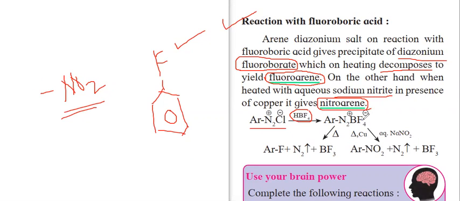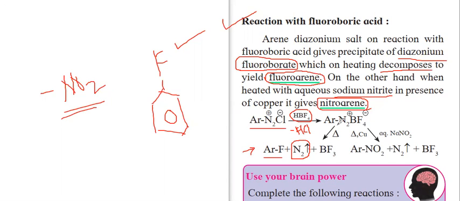The H+ and BF4-, H and Cl combine and form HCl. And the BF4 group is attached to the diazonium group. Now if we simply heat it, it gets decomposed and the diazonium group is displaced, and there is a formation of fluoroarene, or fluorobenzene also we can say. But we can take any aromatic group, as I already told you.